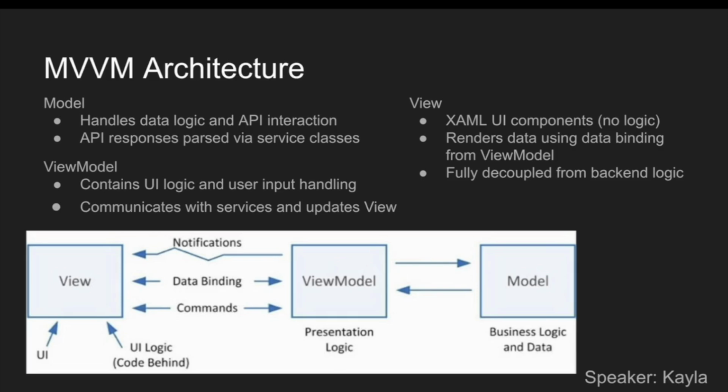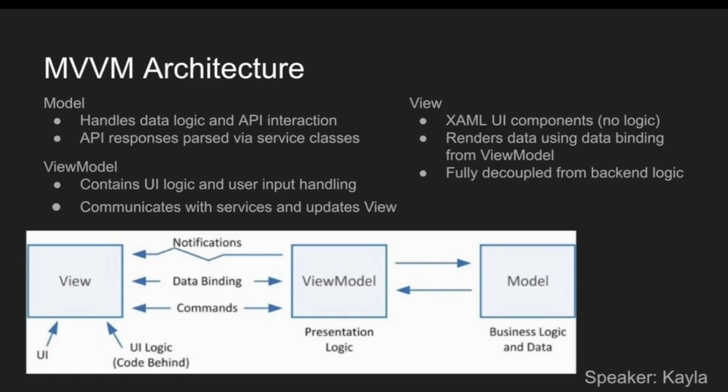The model layer handles all data and backend interaction. It retrieves data from the sponsor's API and defines the data objects we use throughout the app. We organize API interactions into separate service classes, which convert JSON responses into usable objects. These services are injected into the app via dependency injection, promoting modularity and reusability across different parts of the app.